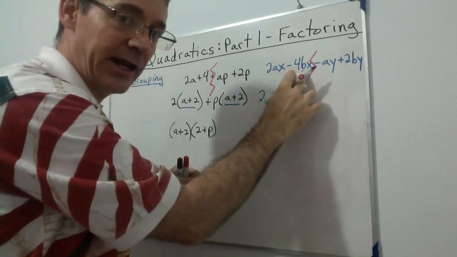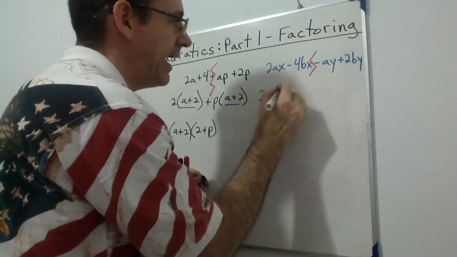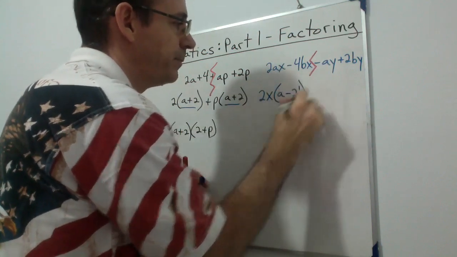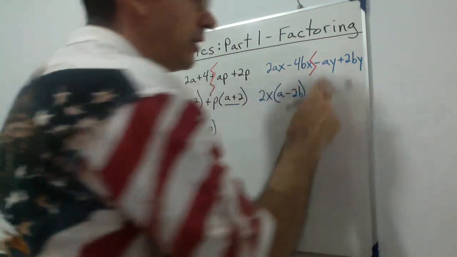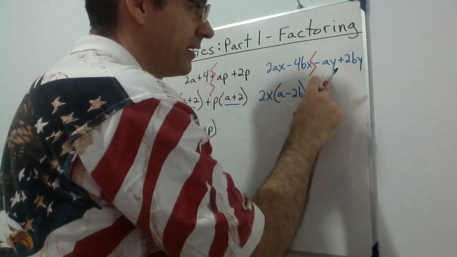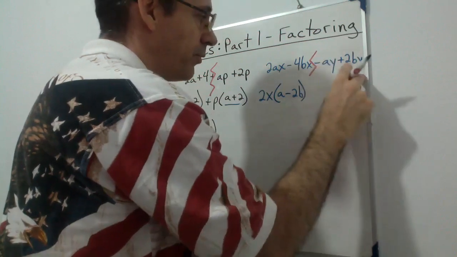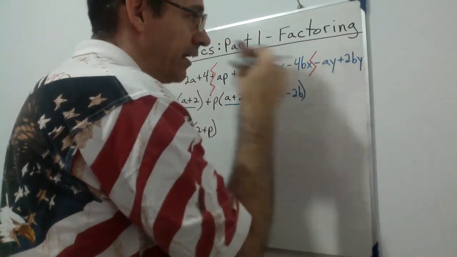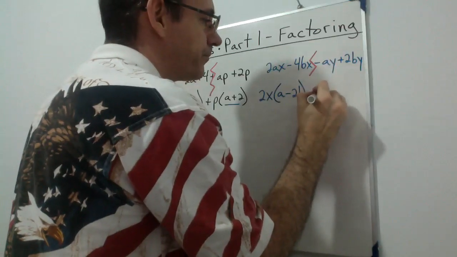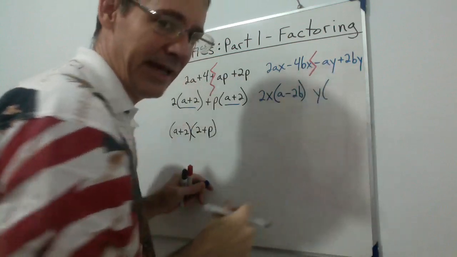Make sure you look for everything. So 2x, and that leaves us with an a minus 2b, okay? Now when we look at these two, we see that there is a y common to both. There's a y here. And so if I take out the y, that's going to leave me with a negative a.